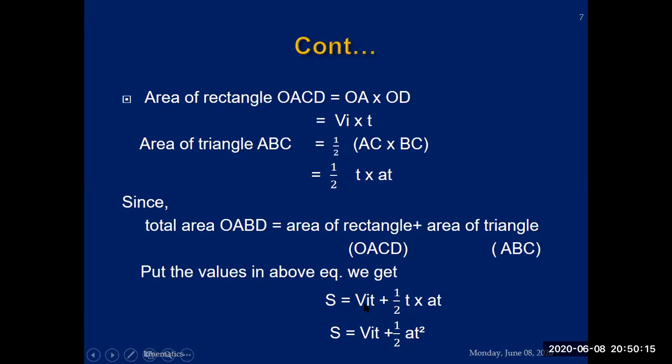This is the area of the rectangle and this is the area of the triangle, and finally you get S equal to VIT plus half AT square. When you are given only the initial velocity, acceleration and time, and the question says a body starts from rest and after a certain time, 10, 15 or 30 seconds, its acceleration is 20 meter per second square, calculate the distance covered by the body, then you will apply the distance formula.